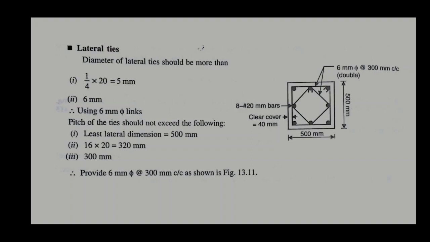You can see this figure. In the figure, 8 numbers of 20 mm dia bars are given in this cross sectional figure, and we provided cover 40 mm, and the lateral dimensions are 500 mm each, and 6 mm dia lateral ties are given at 300 mm center to center. Okay. So here the solution of the problem and the design is complete.